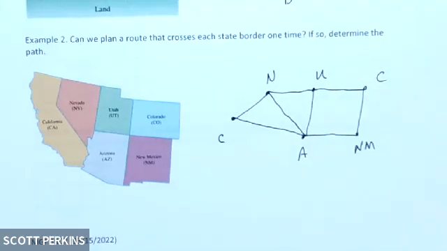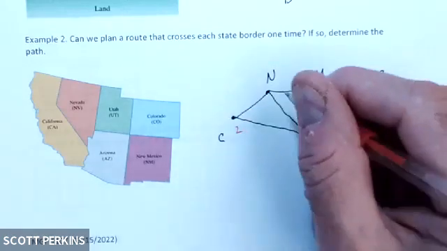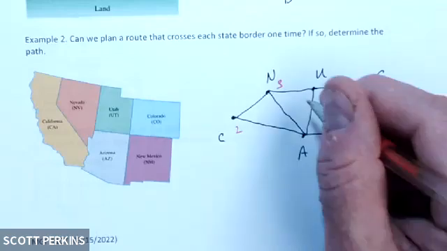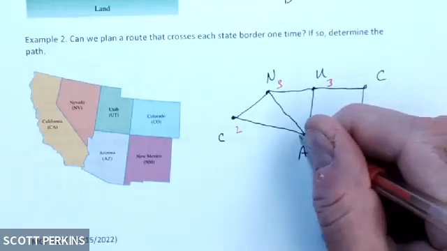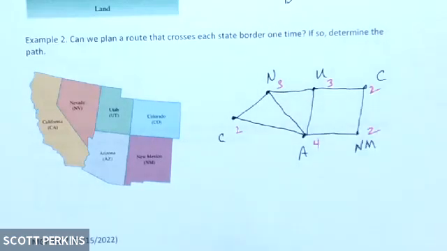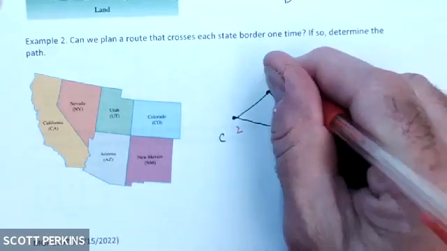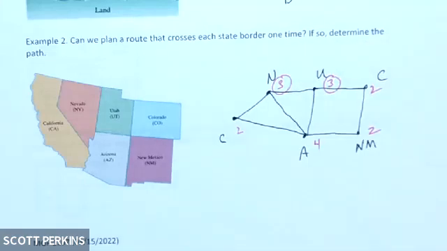So then the question is, can I go through this graph and cross each edge one time? Okay, so let's see. Let's do what we've just done for the other ones. California has degree 2. Nevada has degree 3. Utah has 3. Arizona has degree 4. New Mexico has degree 2. And Colorado has degree 2. So once again, this is the situation where I've got exactly 2 odd vertices. So I can go across each border of the state exactly one time.